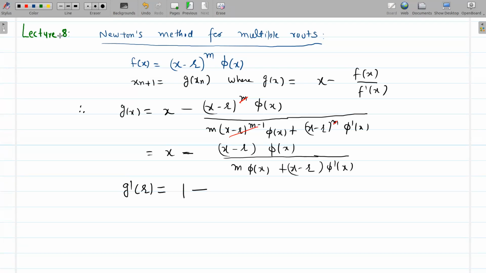So now differentiate this term. I am taking three functions: one is x minus r, take this first function, phi x, take this second function, and 1 by something, take this third function. Then apply product rule and then put x equal to r. So the derivative of the first, x minus r, would be 1, and what remains is phi x, x replaced by r, m of phi r, and here you put x equal to r, this will be 0.